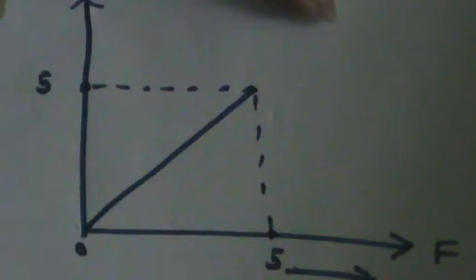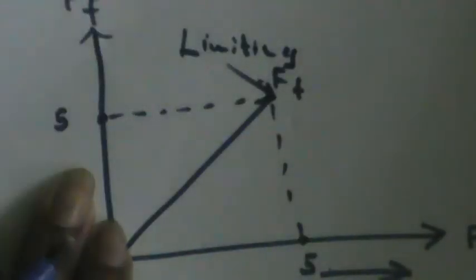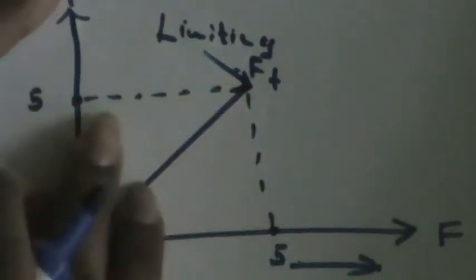As I mentioned in the last video, this is the static region, and this point is called the limiting frictional force, right? So this is the limiting frictional force. If you increase the applied force, the y value of this graph will not change.